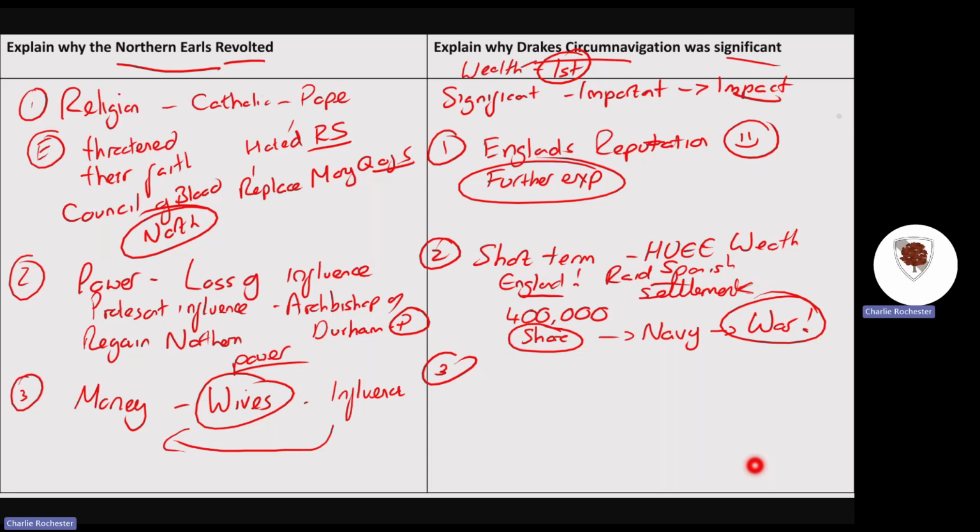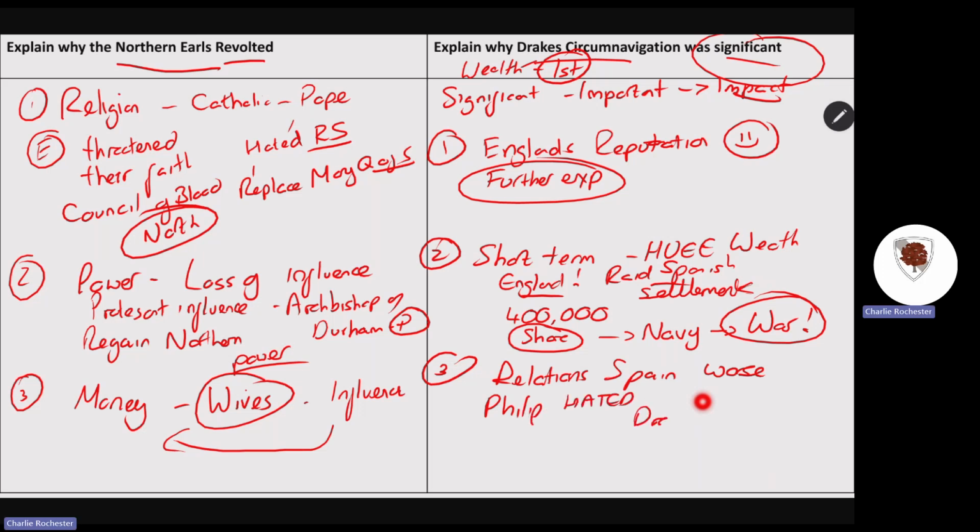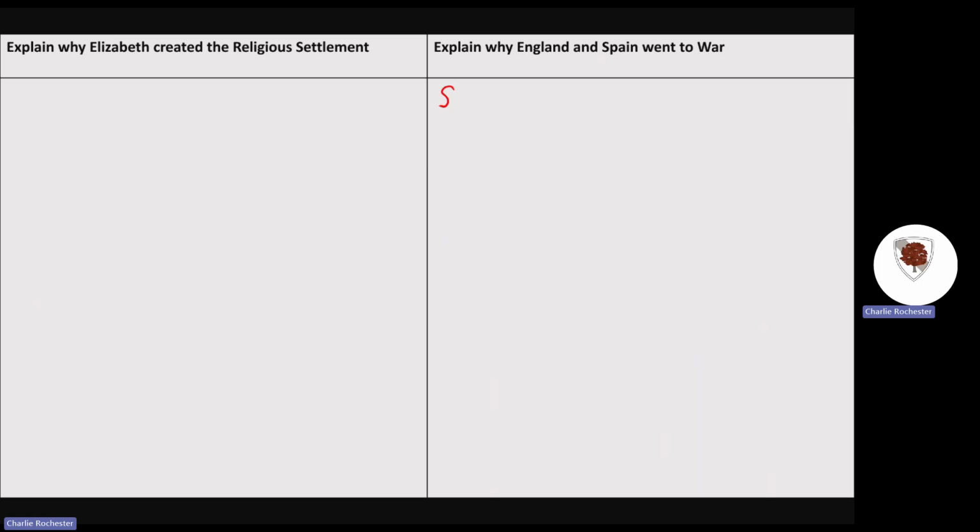The third reason, though, now this is a negative impact, but it made relations with Spain worse. Remember, significant doesn't need to be good. It could also be bad. King Philip hated Drake. Okay? Remember, the one phrase to use for Drake is the ultimate antagonist. So, the circumnavigation were vital. That travel around the world were really, really important.